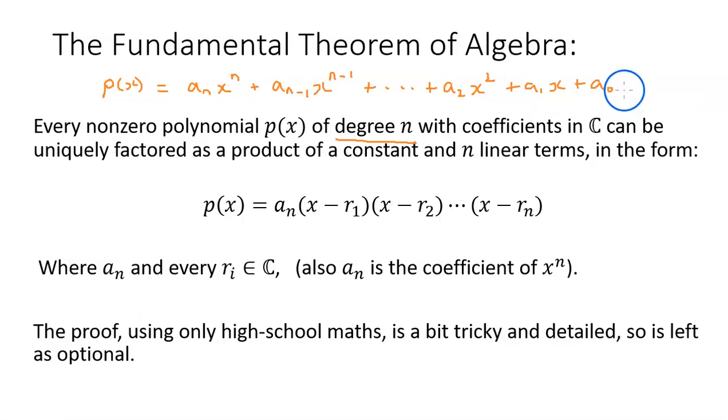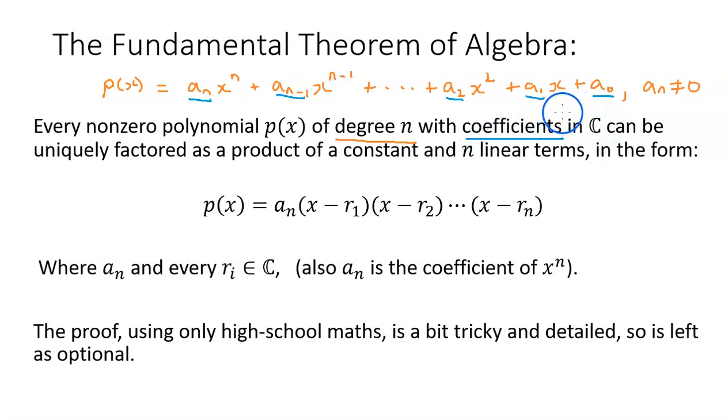And we also have that a_n does not equal 0, otherwise the x to the power of n would disappear and the polynomial wouldn't be of degree n. And then we can also have coefficients in C. So coefficients, as you should know, are the constant terms in front of the powers of x. So this time they are in C, so they can be complex numbers themselves.